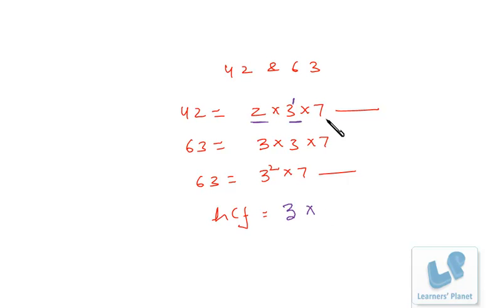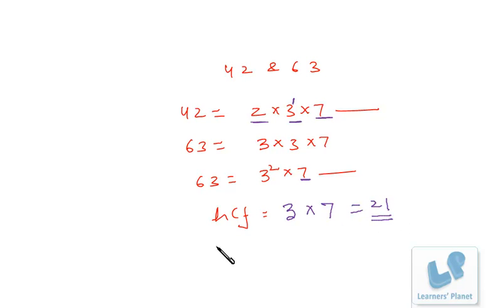The next is 7, which is there and 7 is there, so we take 7. So the HCF is 3 into 7, that is 21. What is HCF? Highest common factor. So the highest common factor of these two numbers is 21.